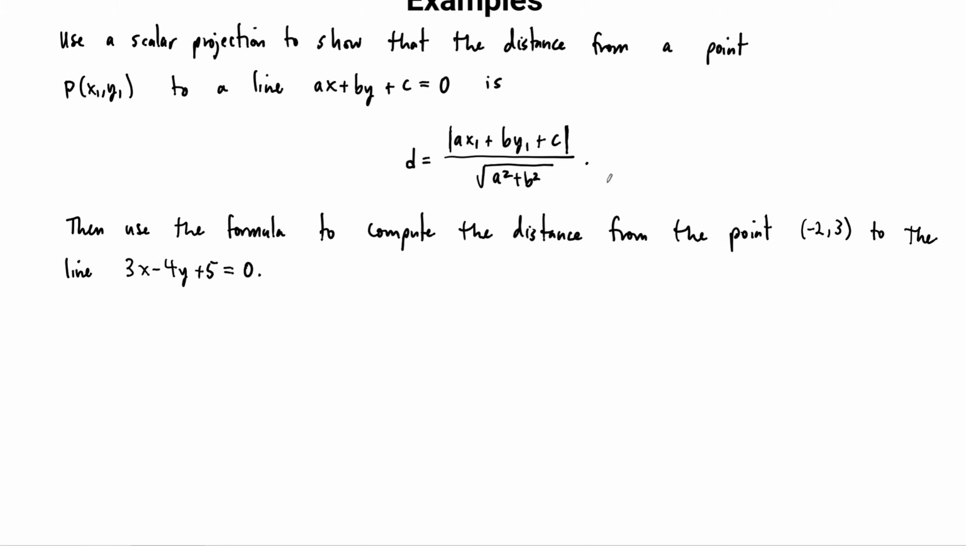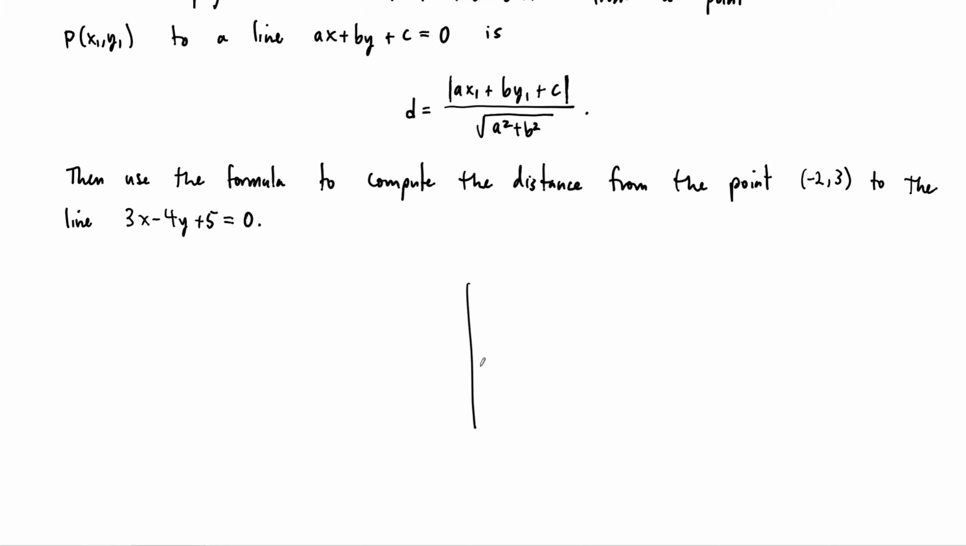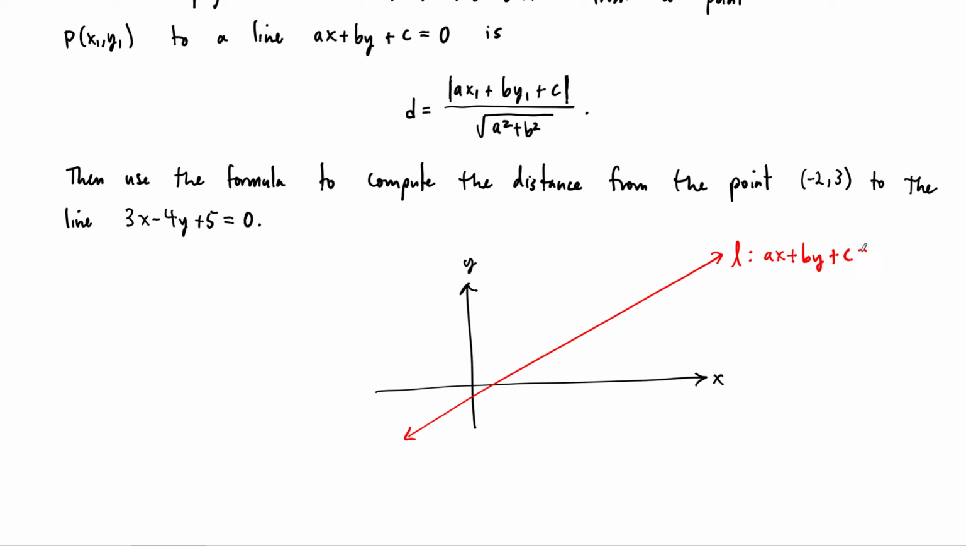So let's sketch a picture and then try to see how the scalar projection is even going to help us. All right, so here's our, let's say, x and y axes. Let's say the line does something like this. So this is our line L. It's given by ax plus by plus c equals 0. And let's say the point is maybe up here, x1, y1.